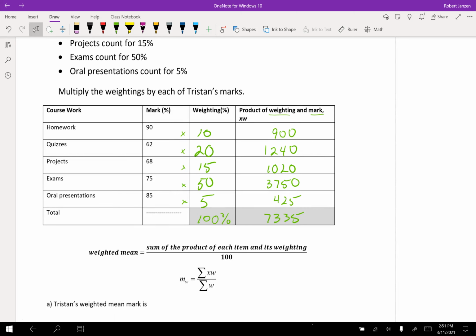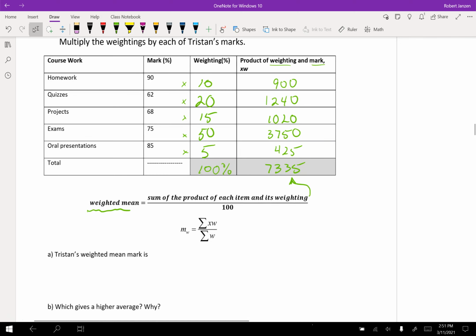Okay, now the weighted mean is the sum of the product, so that's all of these numbers. Okay, so you would get 7,335 divided by 100. And so this means that Tristan's average is 73.35, or we'll say 73%.